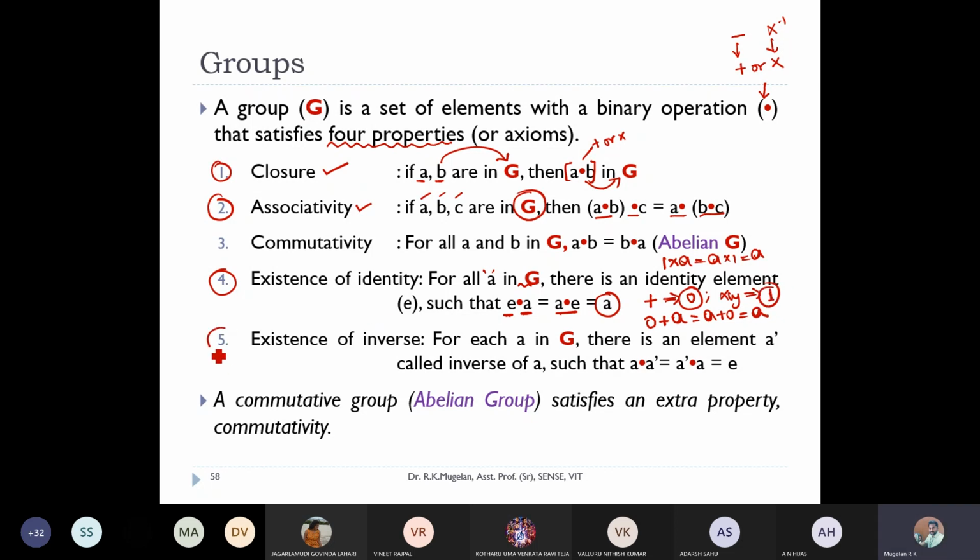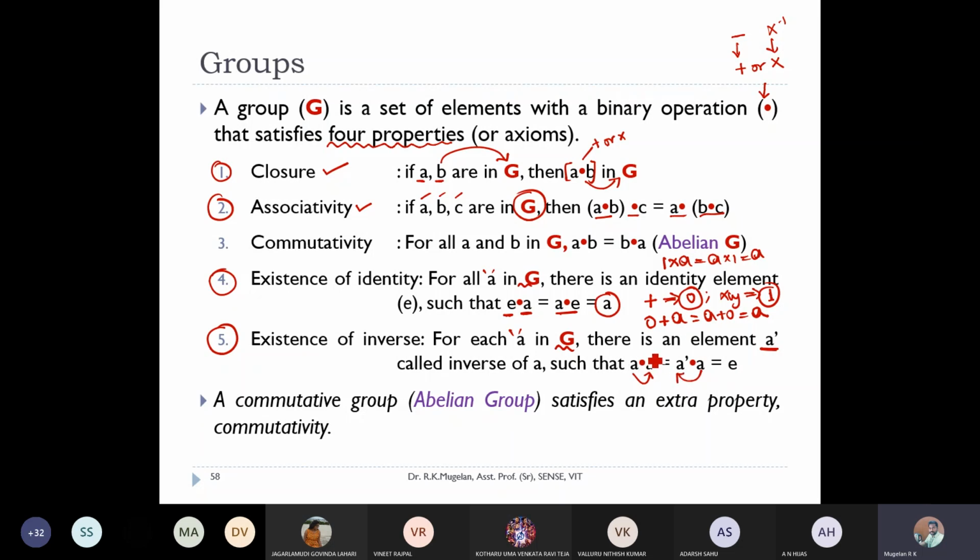Then comes the fourth property, called existence of inverse. That is, if you take any element A in this group G, then there is always an element A dash, and they will be inverse to each other. If the operation is addition, A dash will be the additive inverse, and if it is multiplication, A dash will be the multiplicative inverse.